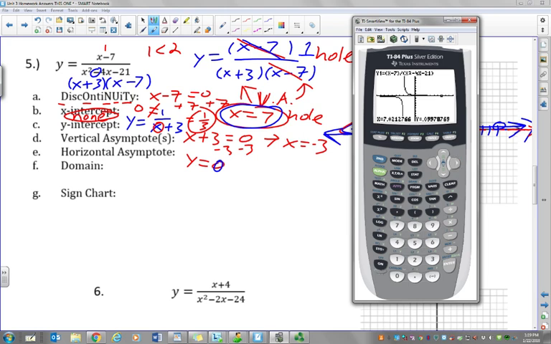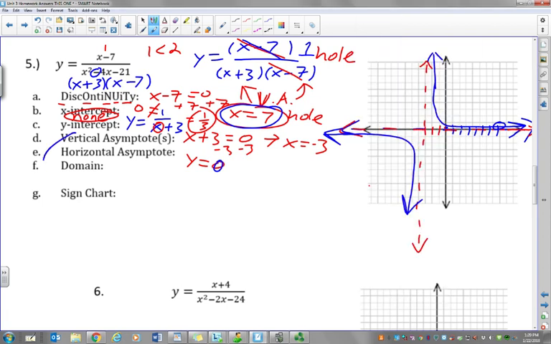Ooh, can't see it, so let's go second calc. Let's go to value. Let's type in x equals 7. Then we push enter. Boom! Y equals nothing. There's a hole there. Nice. So our hole has to be counted in our domain, right? Our hole has to be counted in our domain. And so when we're doing our domain, we got to do the vertical asymptote, right? Vertical and the hole too.